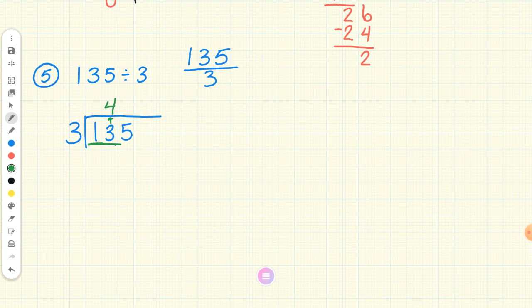Cam, what's 4 times 3? 12. So I put a 12 there. I'm going to do my subtraction. Livy, what do I do now? Bring down the 5. Drop my 5. Kinley? Then you write 5 above the 5. Okay. Yep, I dropped my 5, so my answer will go above that. 3 times 5 is 15. I subtract, I get nothing.